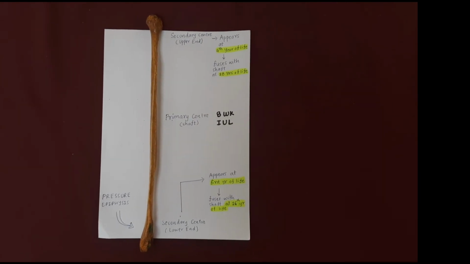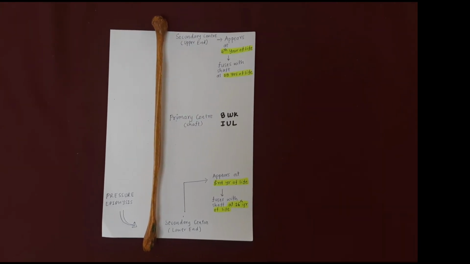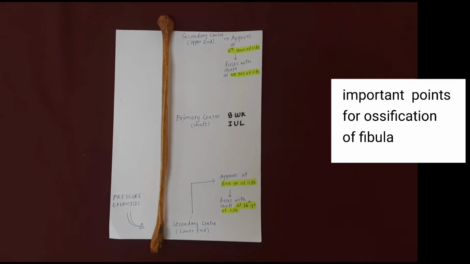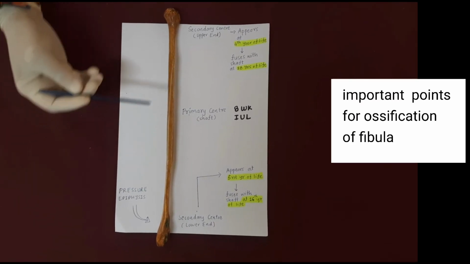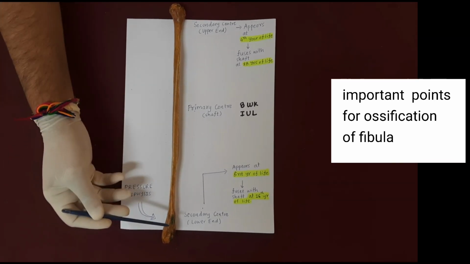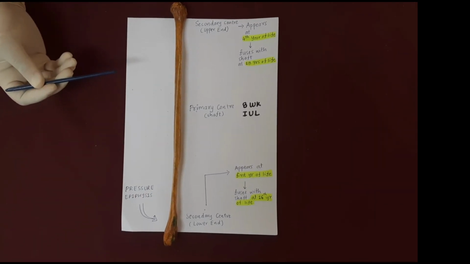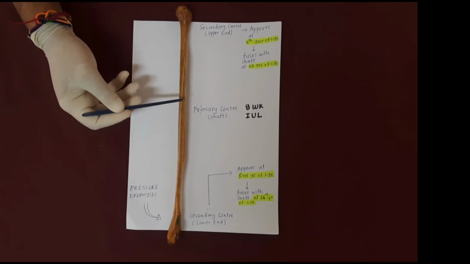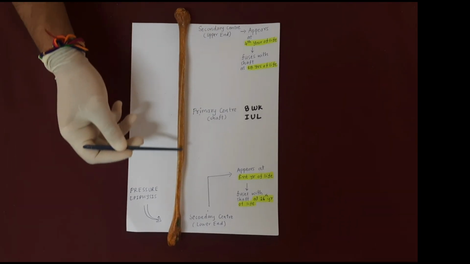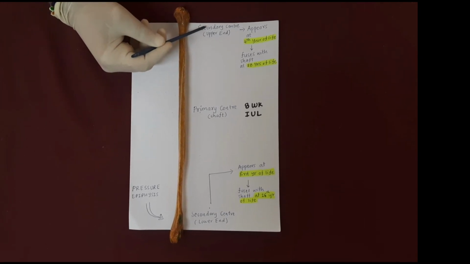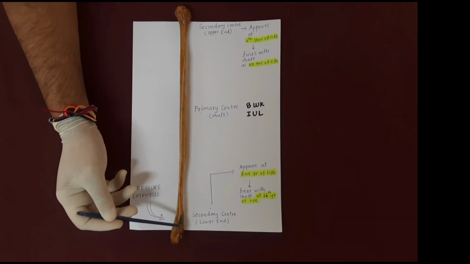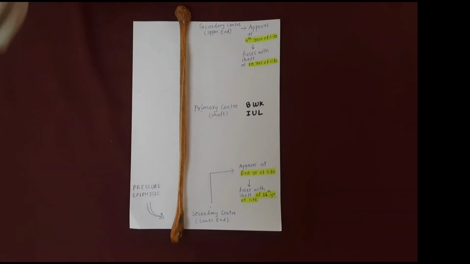So friends, we will see the important points regarding the ossification of the fibula. As we know, fibula is a typical long bone. It has shaft, upper end and the lower end. So from developmental point of view, the shaft develops from one primary center and the upper end develops from one secondary center. The lower end develops from another secondary center.